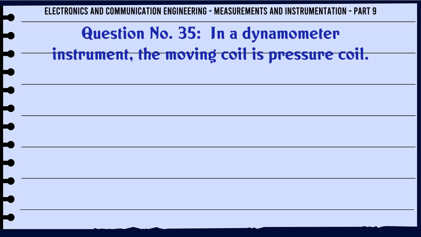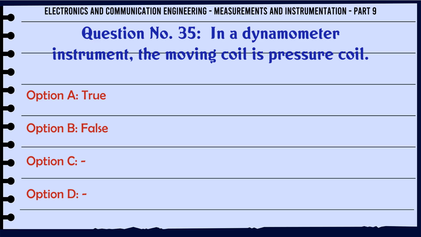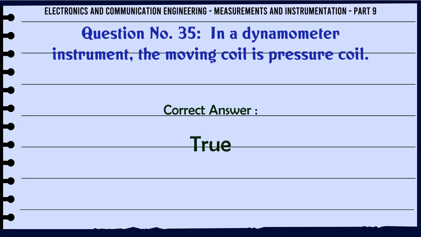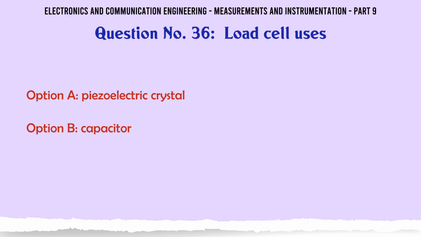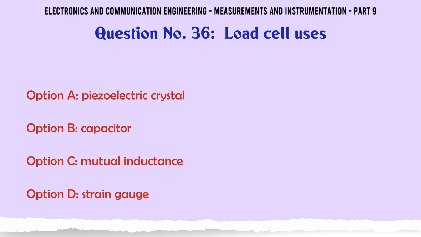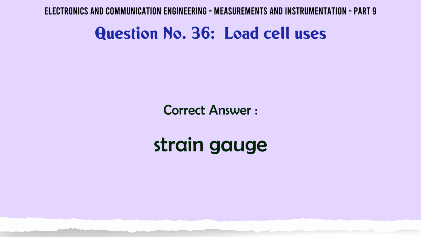In a dynamometer instrument, the moving coil is pressure coil. A. True. B. False. The correct answer is true. Load cell uses A. Piezoelectric crystal, B. Capacitor, C. Mutual inductance, D. Strain gauge. The correct answer is strain gauge.